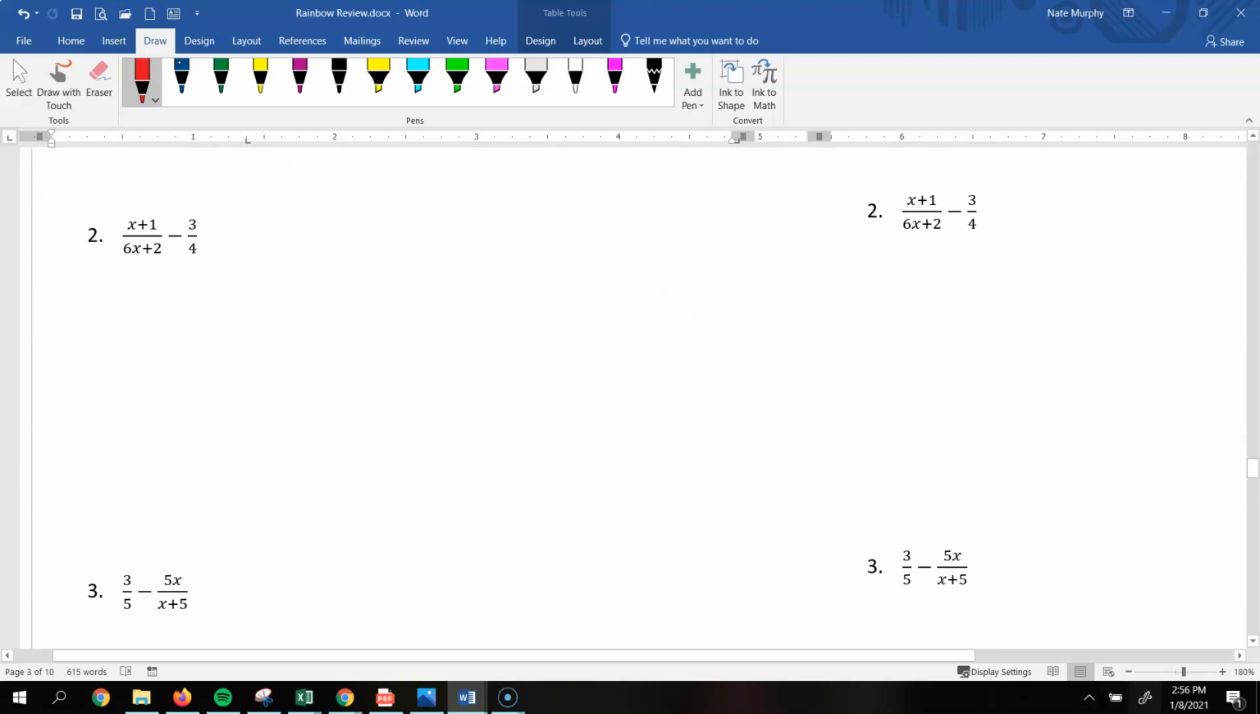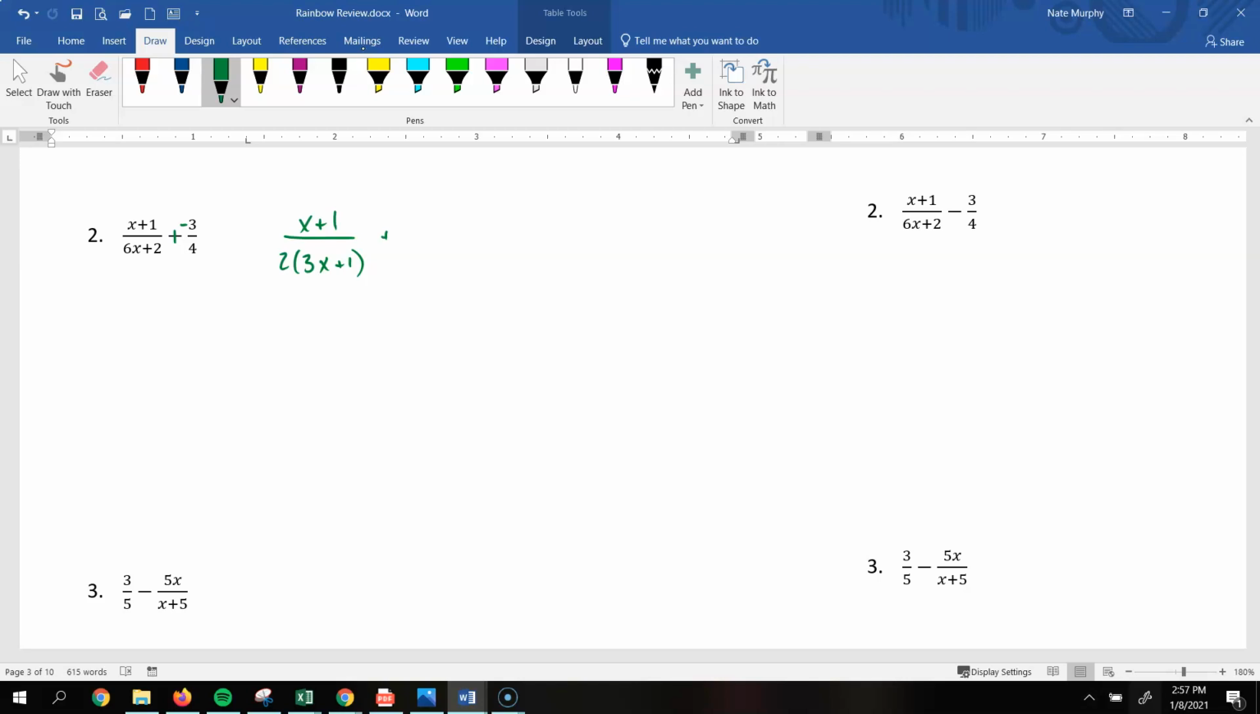All right, let's look at number 2. Number 2, again, we're actually subtracting here. So I want to change this to be adding a negative 3, just so I don't forget to do that later on. In the denominator, that's the only thing that needs to be factored, because the numerator for that first fraction is going to stay x plus 1. The denominator I can factor out a 2, so we'd have 2 times 3x plus 1 there. And then you'd have plus a negative 3 in the numerator over 4.